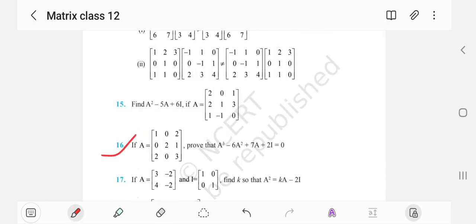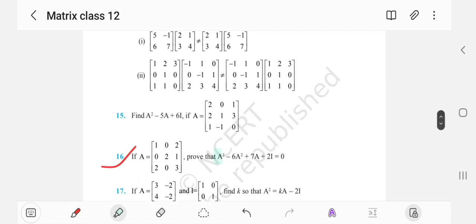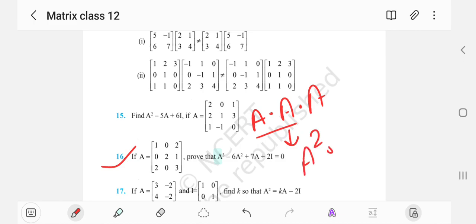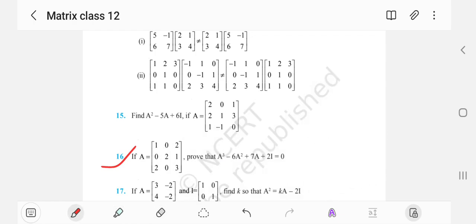Similarly, you can do this question 16. Let me give you a hint. In this there is a part A cube. So A cube, how will you find? A cube means multiplication of A three times. First multiply A two times, then multiply it again with A, you get A cube. Then you have to find minus 6A square. Basically find A square first, then multiply it with minus 6, you get minus 6A square.